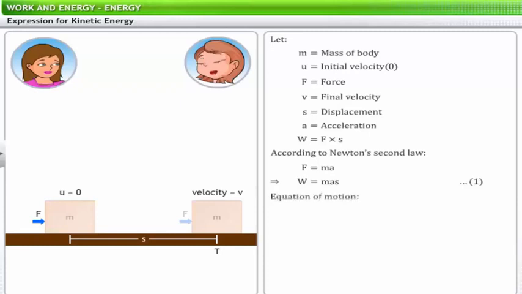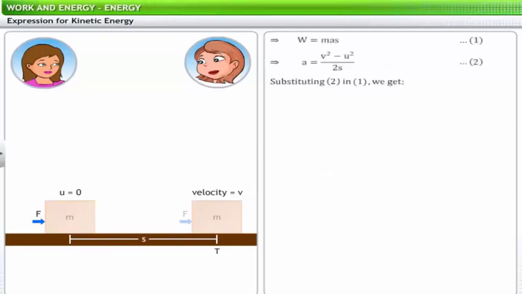According to equations of motion, for a body in linear motion, the relation between initial velocity u, final velocity v, acceleration a, and the displacement of a body s is given as v square is equal to u square plus twice the product of a and s. Thus, acceleration a is equal to v square minus u square divided by twice s. Let this be equation 2.